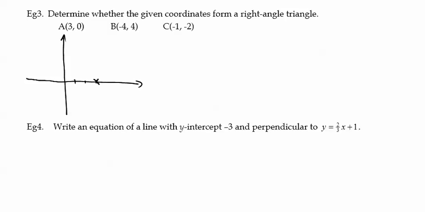3 and 0. Here is point A. And we have negative 4 and 4. This is point B. And then we have negative 1, negative 2. Here is point C.